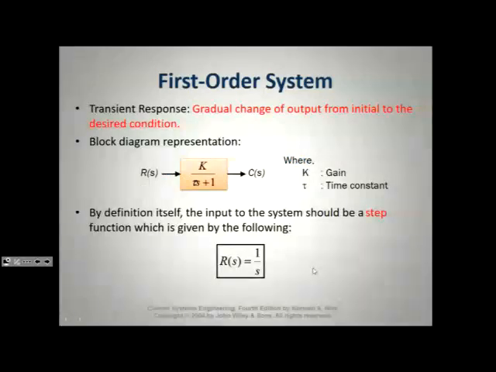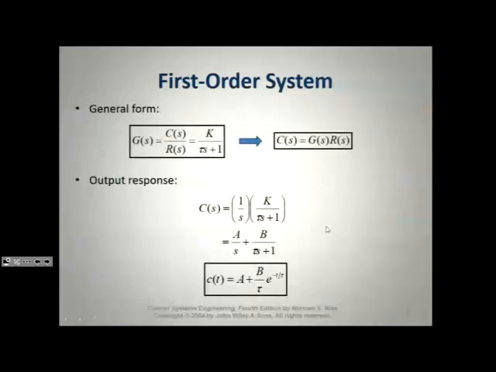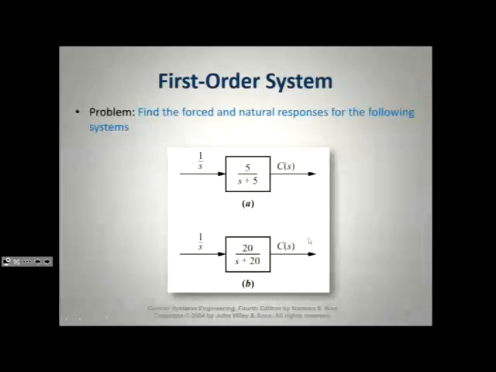I've already told you all that. I'm not sure what it means by definition the input should be a step, but we're looking at responses to steps for these systems, so let's get through that. And that's just telling us what we already looked at before, that the response of a first order system is the input plus the system's own response, which is this thing. Okay, never mind that, I don't really need that.